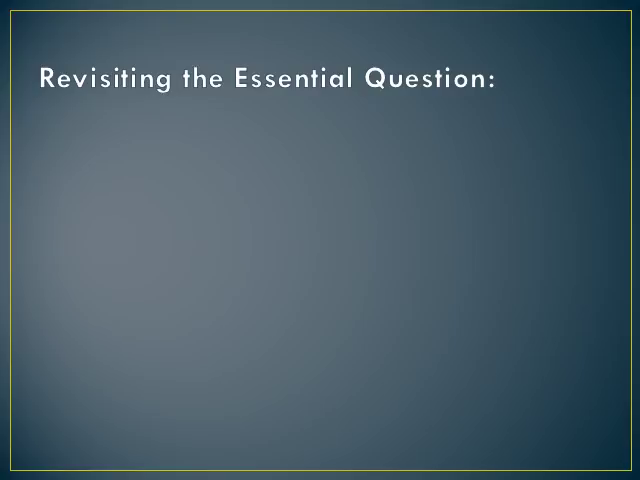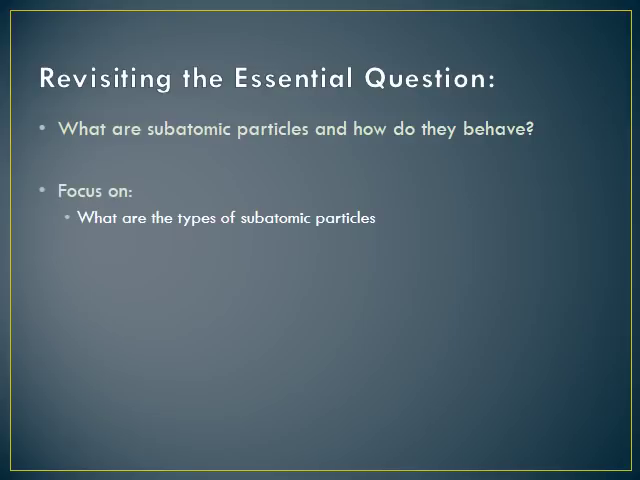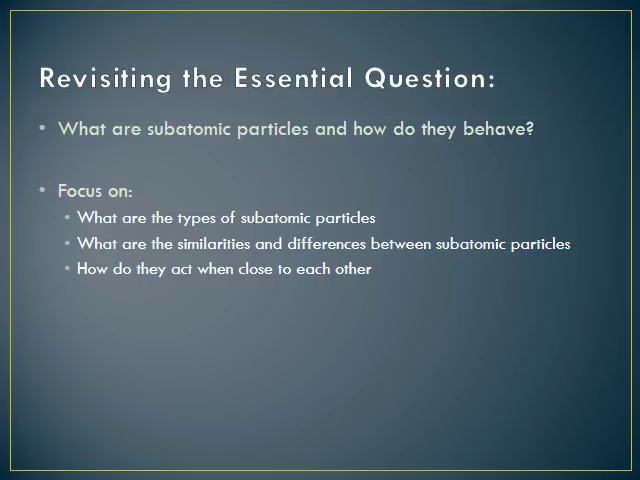So that's it for the content of this show. I know this was a pretty dense one, so hopefully you guys took good notes. But I do want you to think back and revisit our essential questions. So what are the subatomic particles, and how do they behave in the materials that we see around us? A couple things to focus on: the types of the subatomic particles, some similarities and differences between them, and how do they act when they're close to each other. And the last thing is what determines if a material is a conductor or an insulator.